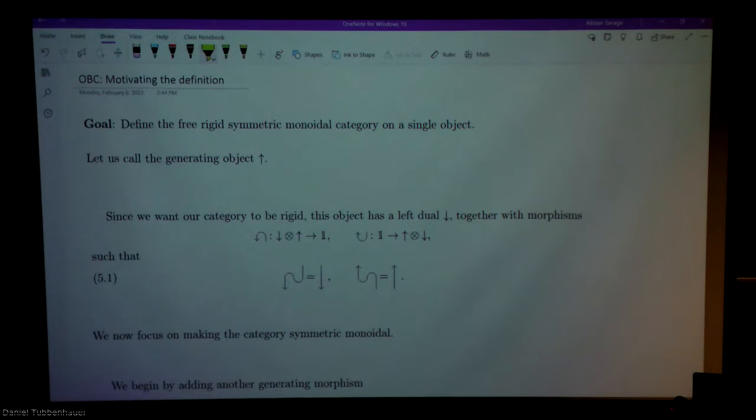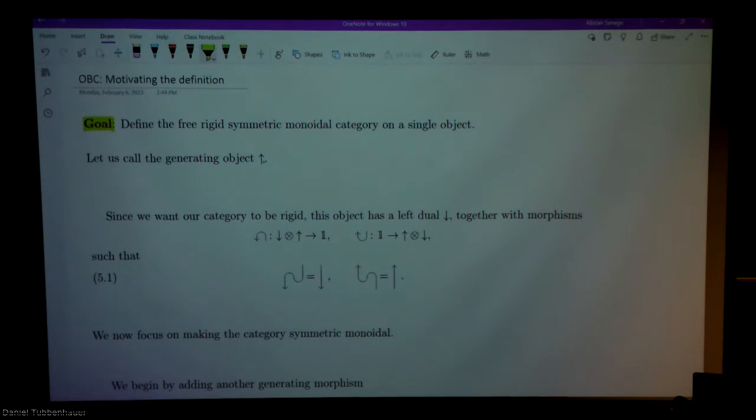We started off trying to define another one of these universal categories. And it will eventually be called the oriented Brauer category. And I'll summarize the definition at the end, but I want to motivate this definition. So our goal is to define the free, rigid, symmetric monoidal category on a single object.